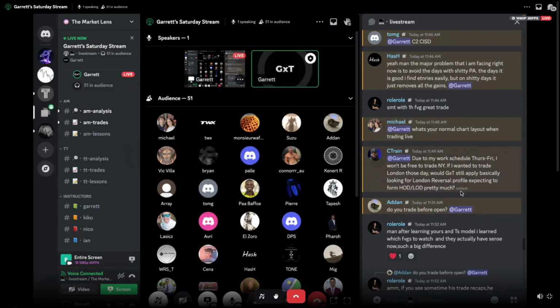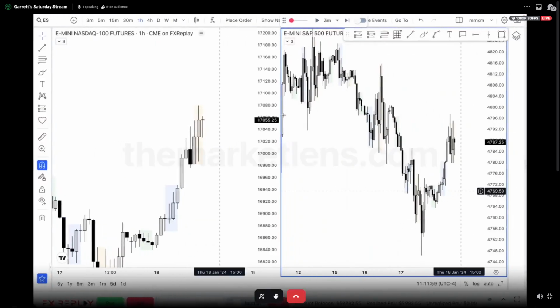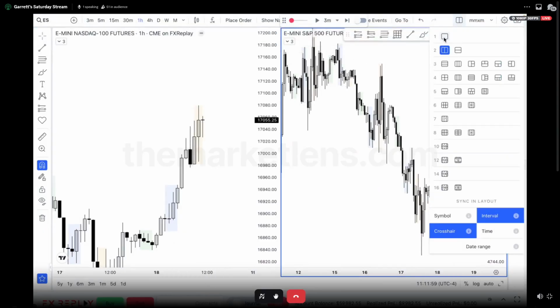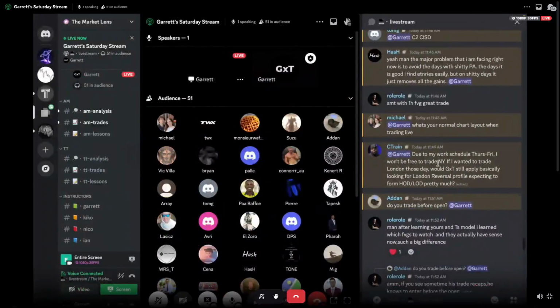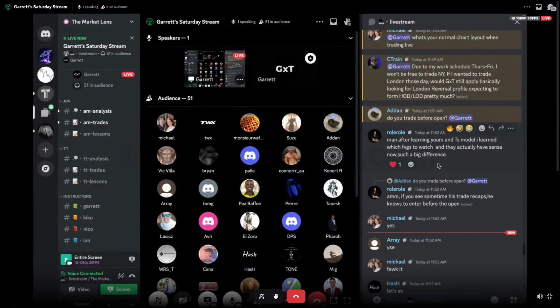What's your normal chart layout when trading live? Literally, this right here. One screen. That's how I like to trade. I don't even have multiple screens either.